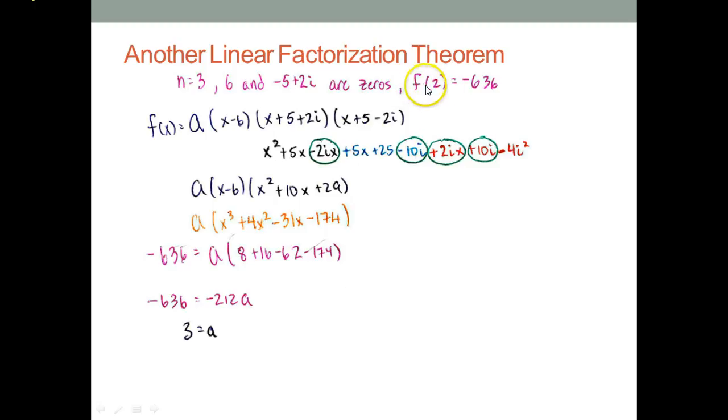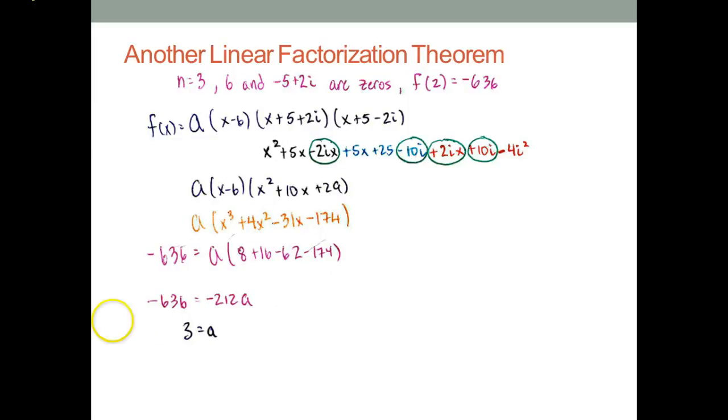So in the question itself, f of 2, which means I'm going to put the 2 in for all the x's. So 2 cubed is 8. When I put the 2 in here, 2 squared is 4. 4 times 4 is 16. 2 times negative 31 is negative 62, and of course 174 stays the same. All of these things have to equal negative 636. Now when I add these together, I get negative 212. And when I divide, the other preview part of this video popped out. I have negative 636 divided by negative 212 is positive 3.